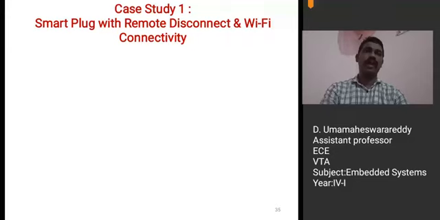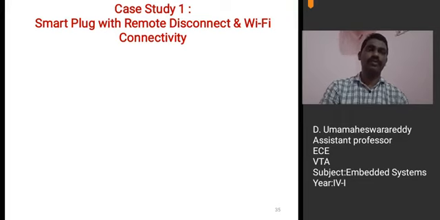In this class, I am going to go through some case studies which are very important from the exam point of view. The first case study is about a smart plug with remote disconnect and Wi-Fi connectivity. That means you are making the plug smart. From any remote location, you can disconnect appliances connected to your plug using Wi-Fi connectivity. That means you can switch your home appliances on and off from anywhere in the world with the help of IoT, the Internet of Things, that is, connecting your devices to the Internet.